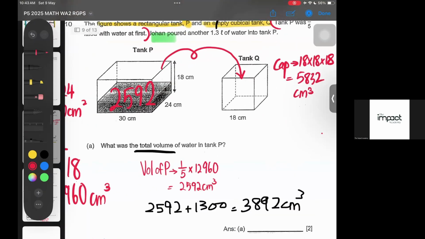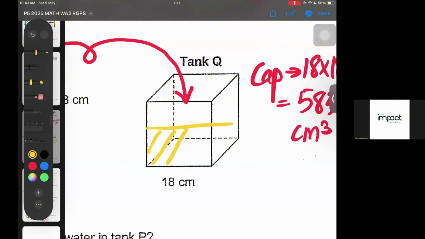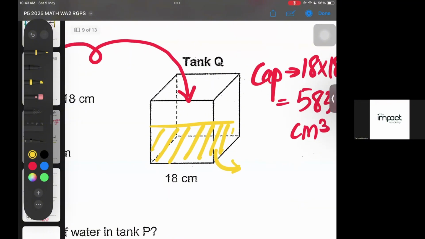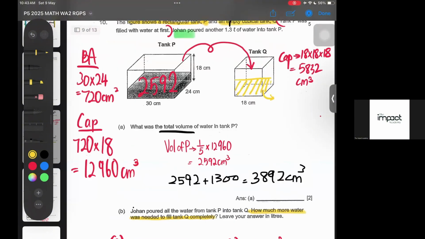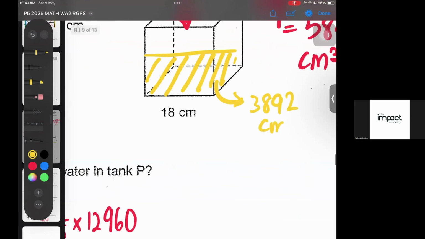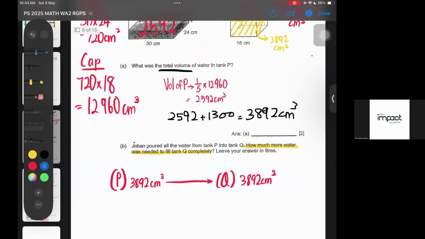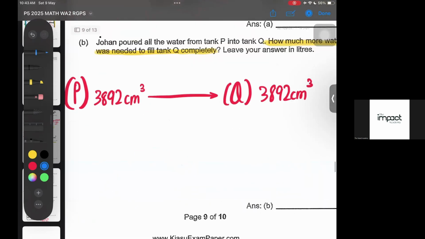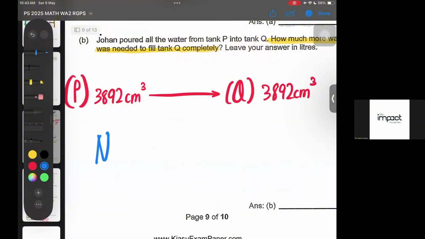Because after water is poured in, you know how much water is poured in? This much of water is 3,892 only. Maybe I'm over explaining. I think this is quite easy, I'm just going to go right into it. Over here you can see how much more water is needed, right? So maybe you write "needed".